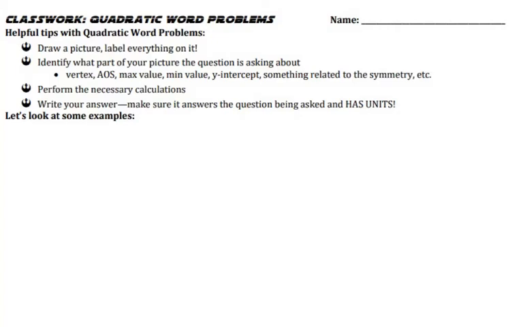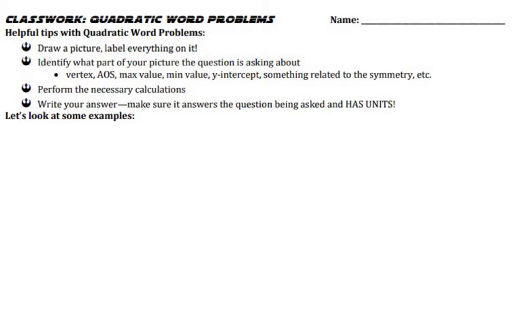Okay, this lesson is going to be about solving quadratic word problems. This is a really big topic, not only in Algebra 1, but also in Algebra 2. It comes back in future classes after that as well. What I love about quadratic word problems is there's really only a certain number of things that they can ask.